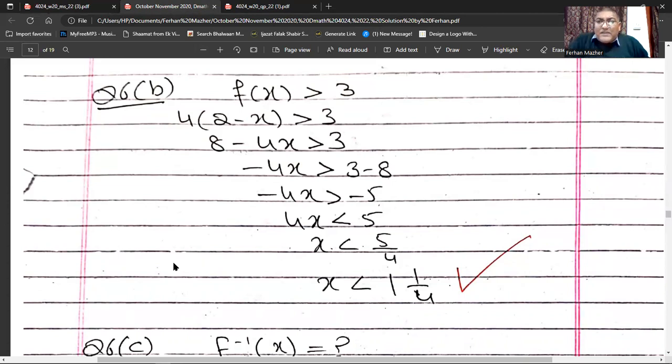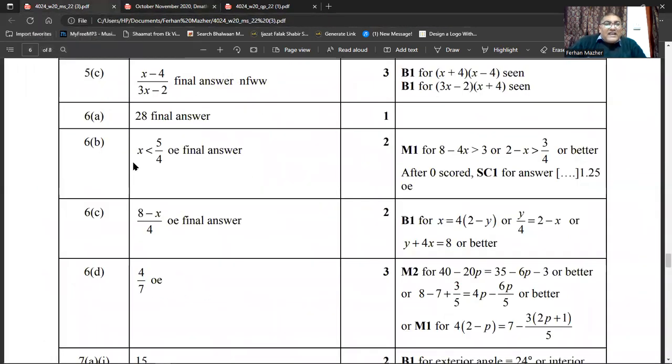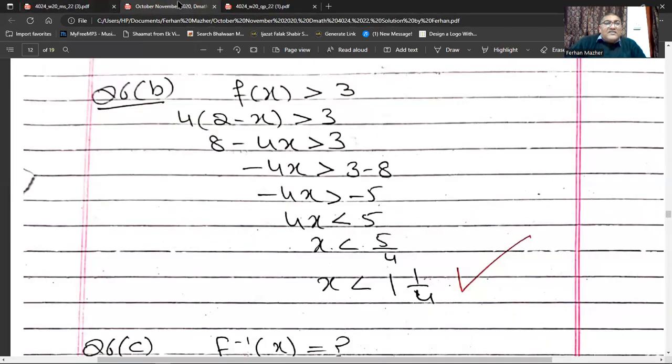Now I will multiply on both the sides with minus 1. Whenever you multiply an inequality on both the sides with a negative number, the inequality will change. So 4x will be less than 5. The inequality sign has changed because I multiplied both the sides with a negative number. So x will be less than 5 by 4, which means 1.25. That is the right answer, sir.